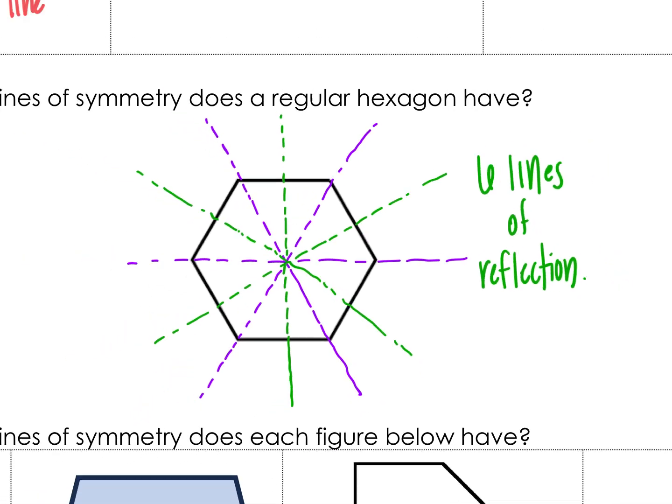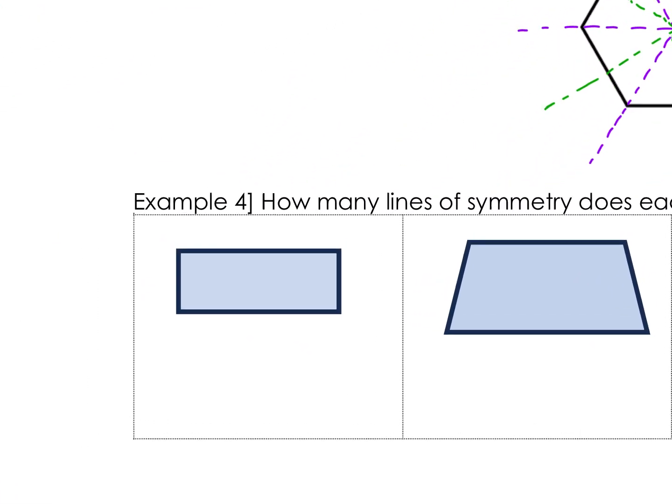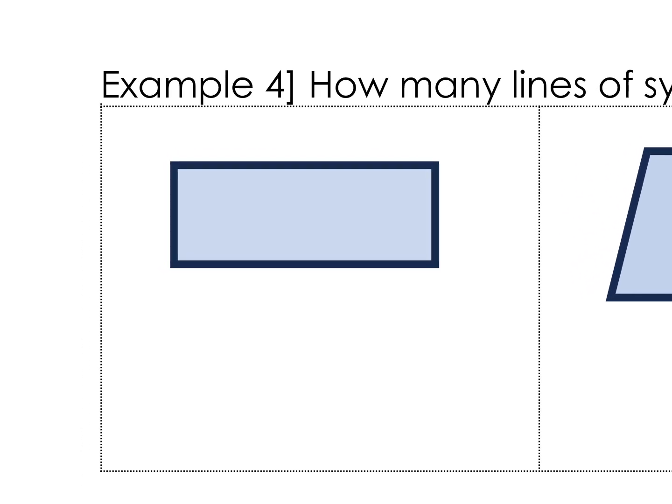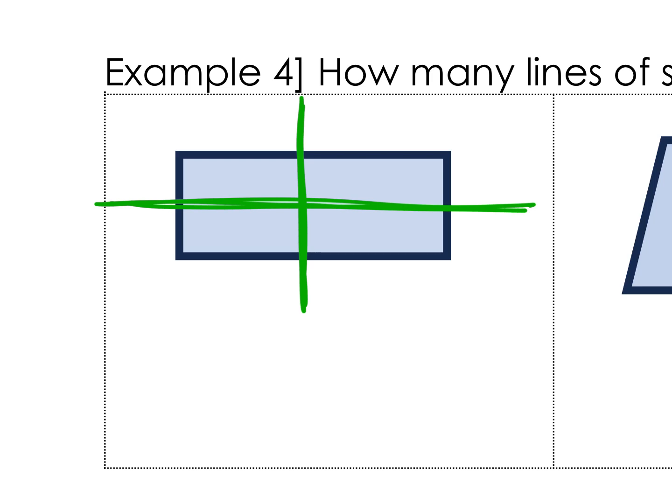In these last examples, we're just finding how many lines of symmetry each of these shapes has. So let's start out with this rectangle. Figure out how many lines you could fold this rectangle on so that it reflects onto itself. If you folded it on the vertical line through the center, that's 1. If you fold it on the horizontal line through the center, that's another.